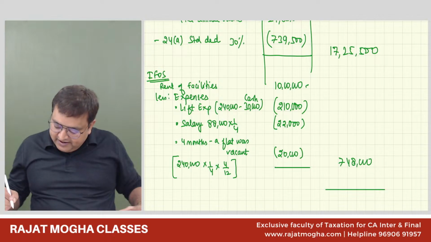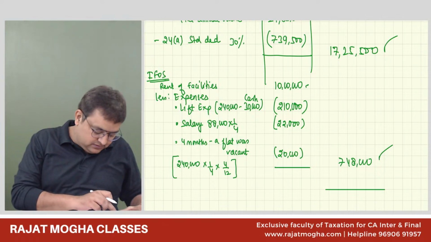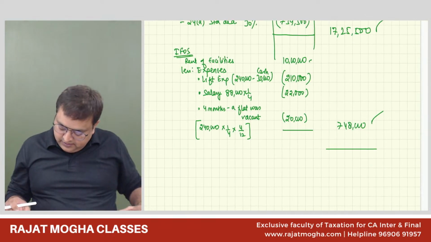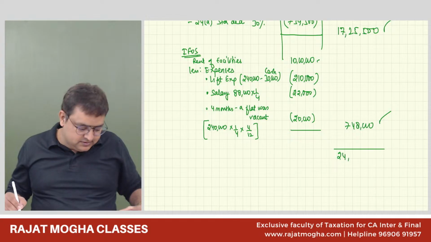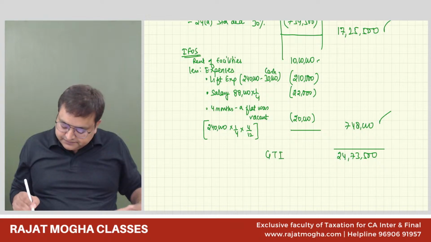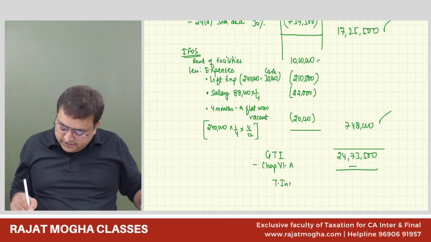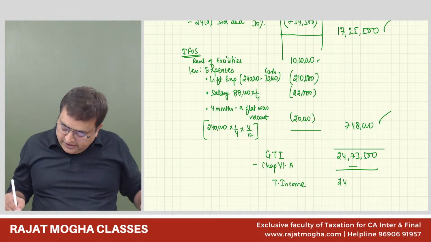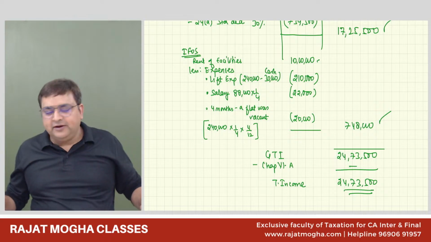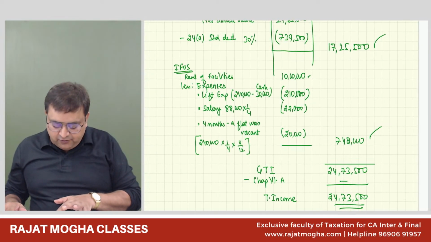Now, you don't have any other income. You have this and this. So this is 24 lakh 73,500. This is GTI minus Chapter 6A deductions, 80C to 80U. We don't have it right now in this question. So my total income would be 24,73,500. Everybody understood it or not? Quite a good question, at a higher difficulty level. But I believe now you got it.